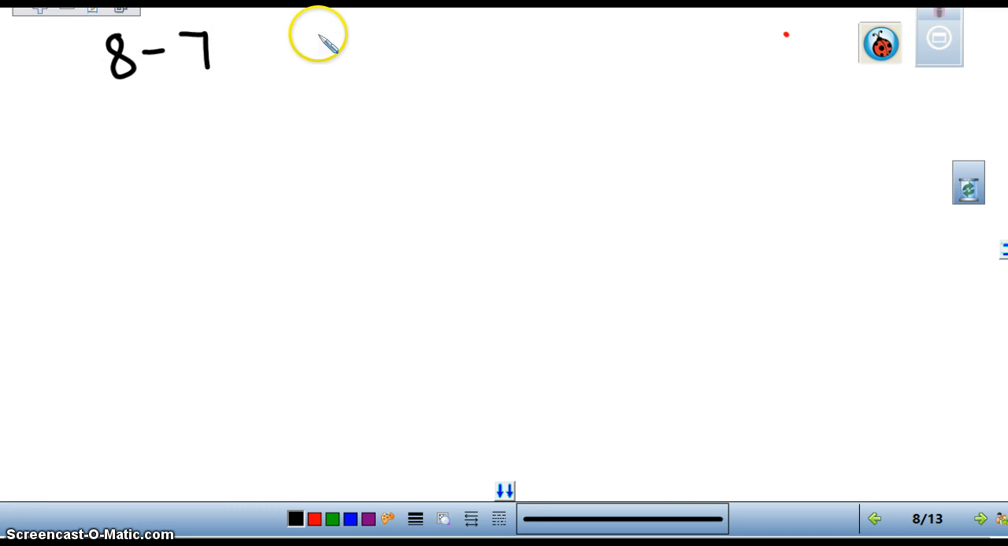8-7 exponential function. So we need 15 minutes.